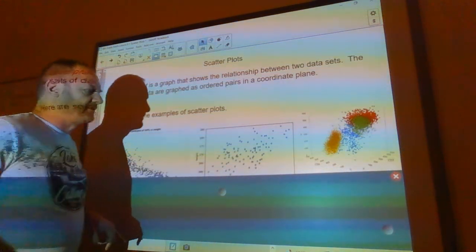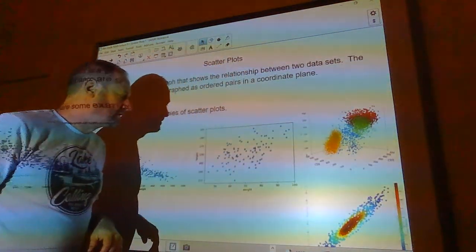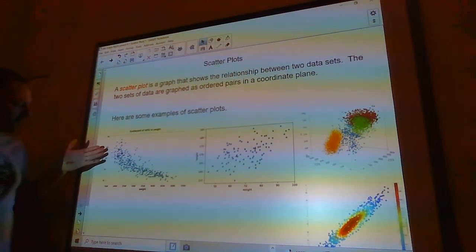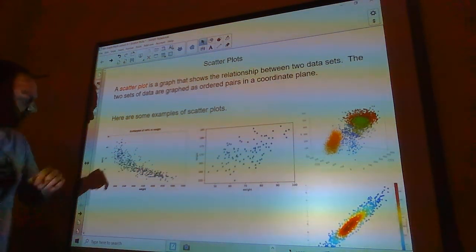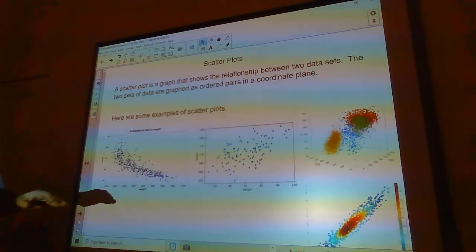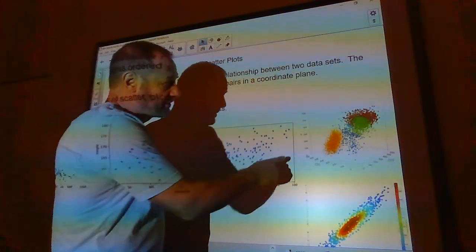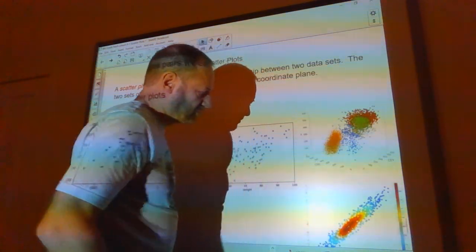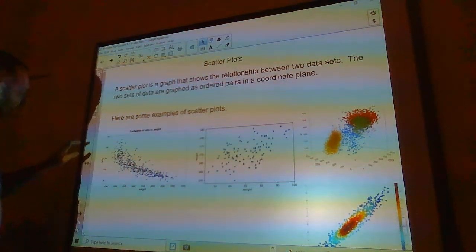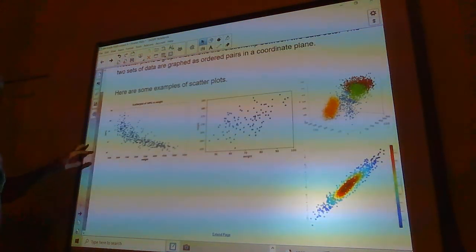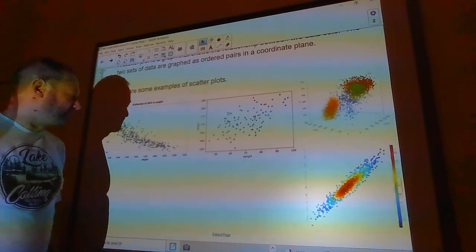So here's some examples of some different scatter plots. Okay, here's a regular two-dimensional one. Here's another two-dimensional one. You can do three-dimensional ones. This is a nice three-dimensional one here. You can do them in color, and scatter plots can be really cool sometimes. They can be really cool to look at.